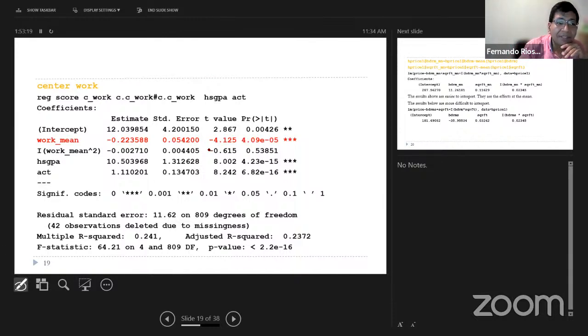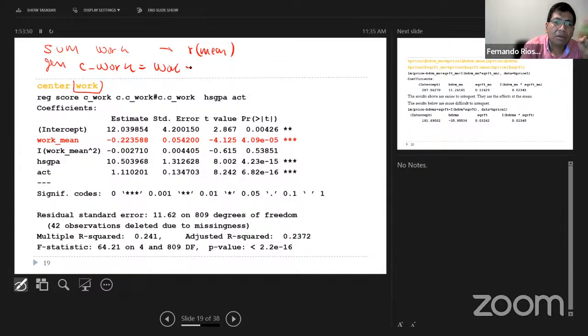So the first thing in order to do the interpretation of work using this reparametrization would be to center the variable of work. If you would like to do this in a step-by-step process, you would have to first do the summary of work. This would give you the mean. And then generate a new variable, C work, for example, that is equal to the older one minus its mean. Now, this command automatically does that and gives you this new variable.